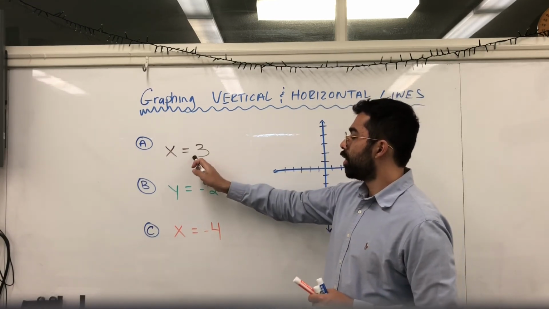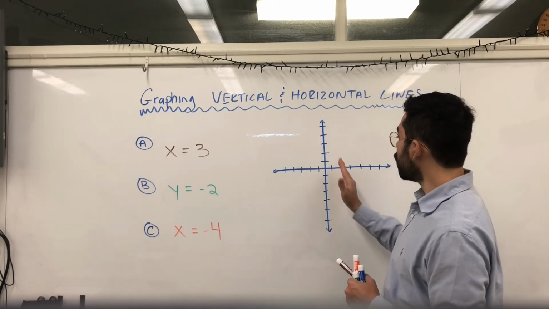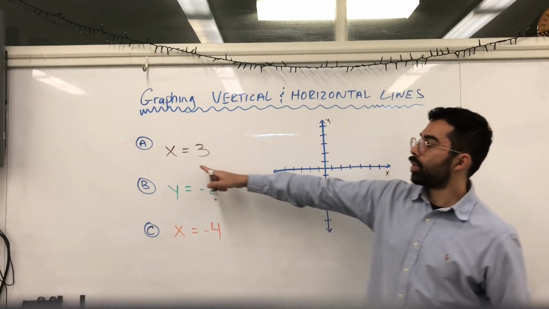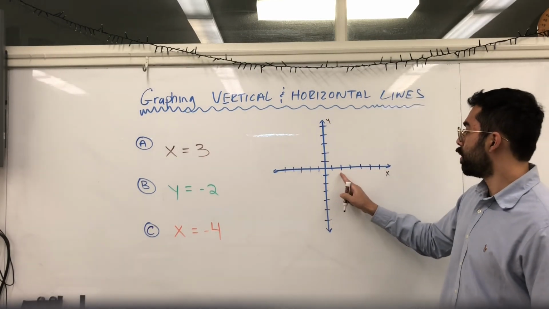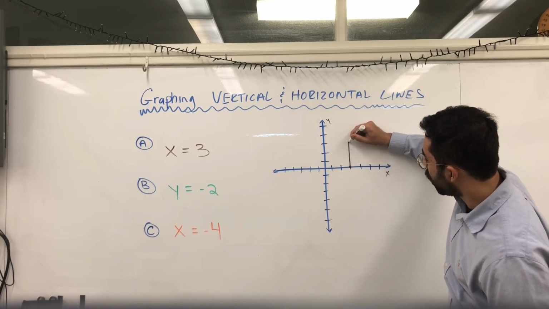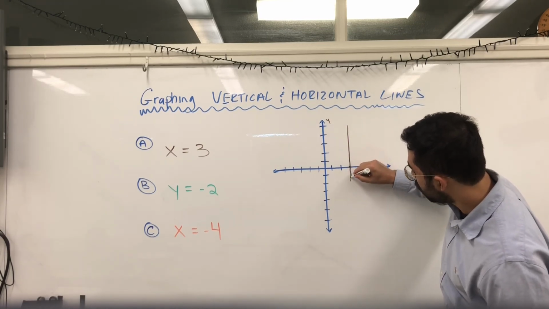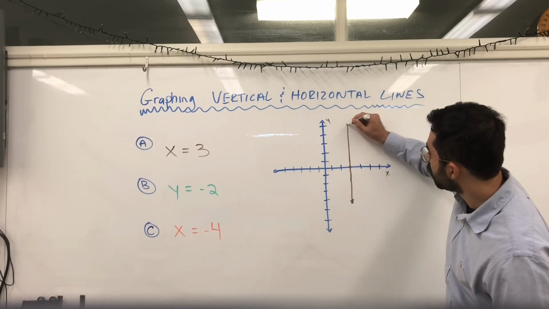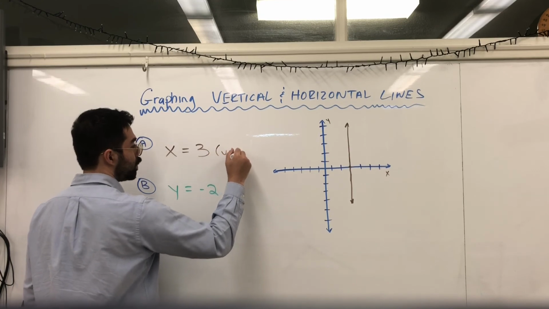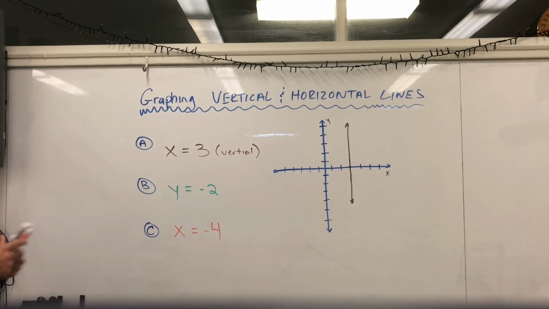This is saying it's crossing my x-axis at 3. So notice, here's my y-axis, here's my x-axis. It's going to be crossing my x-axis at 3: 1, 2, 3. So here's where it'll be crossing, and it's going to be a vertical line, going up and down forever. So this one would be our vertical line.